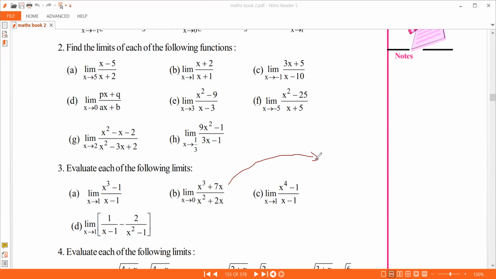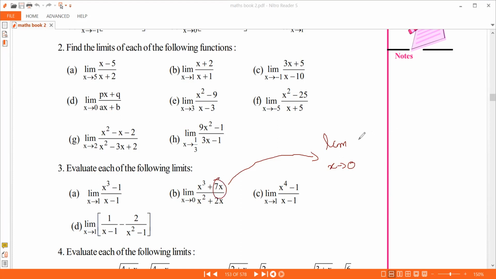So do we write the same formula? Which formula? The x minus 1 one, or a cube plus b cube type? No, there is no cube here.